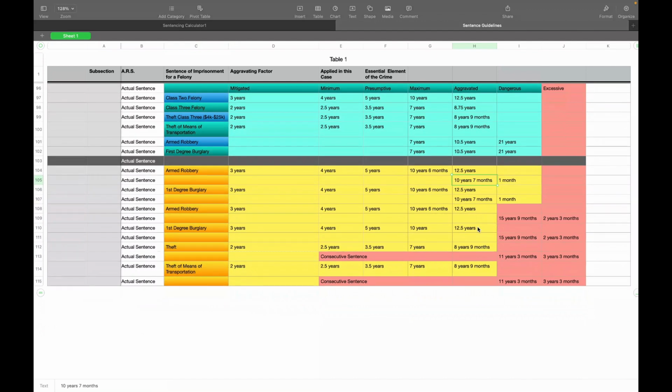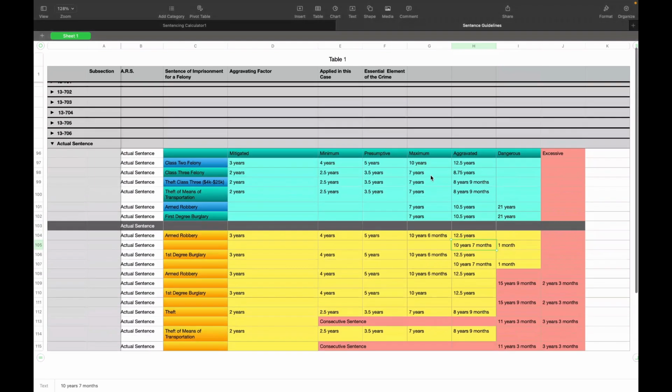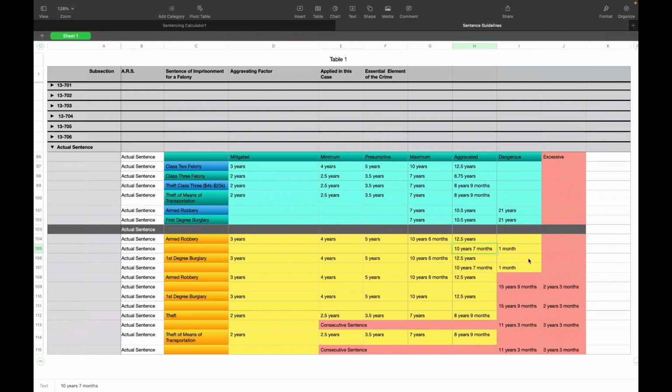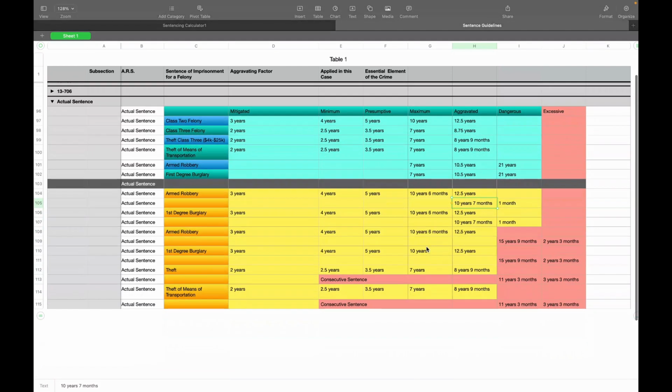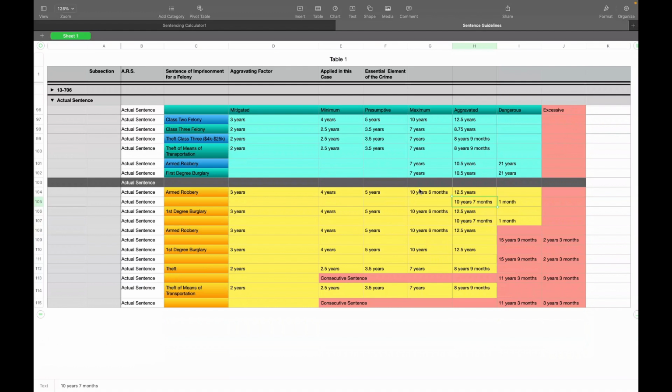He was sentenced to 10 years, 7 months. He was sentenced 1 month over the presumptive. So he was aggravated. Yeah, he qualified. That is relevant, but not relevant right now. First degree burglary, this was his sentencing range. As a class 3, there is no reason for it to be a dangerous offense. This was the sentence he received, 10 years, 7 months, 1 month over the presumptive.